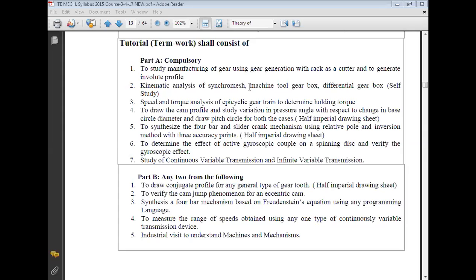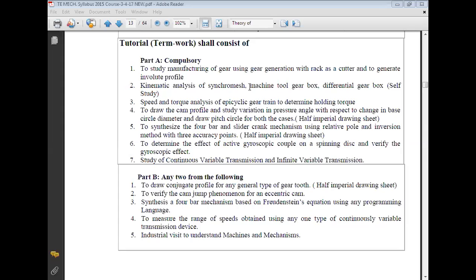Secondly, kinematic analysis of synchromesh, machine tool gearbox, differential gearbox. So this is a study experiment or study assignment, you can say, in which we are going to study the different gearboxes. Okay, here they have specified 3 gearboxes, but we will add a few more for our better understanding.